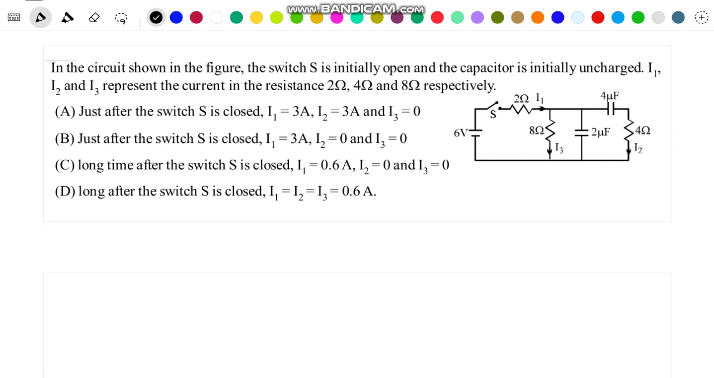Hello friends, in this problem, a circuit is shown in the diagram and it is given that the switch S is initially open and the capacitor is initially uncharged. Now if I1, I2 and I3 represent the current in the resistances of values 2, 4 and 8 ohm respectively, we have to find the values of I1, I2 and I3 just after the switch S is closed, as well as the current in these three resistances after a long time.